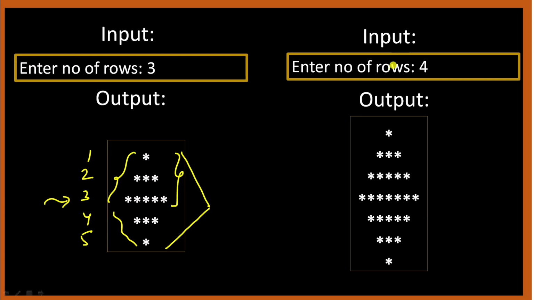Here also, the number of rows is 4, so the pattern expands till 4 rows: first, second, third, fourth. After that the number of stars is decreasing, for the fifth, sixth, seventh row. That's why he gave 4. Till that point the number of stars is expanding in each row, and in this way you can print all the rows. So this is the meaning of the pattern. Now let's see how we can solve this.